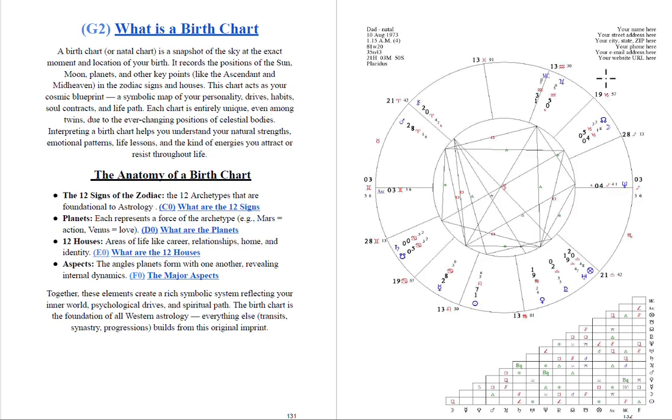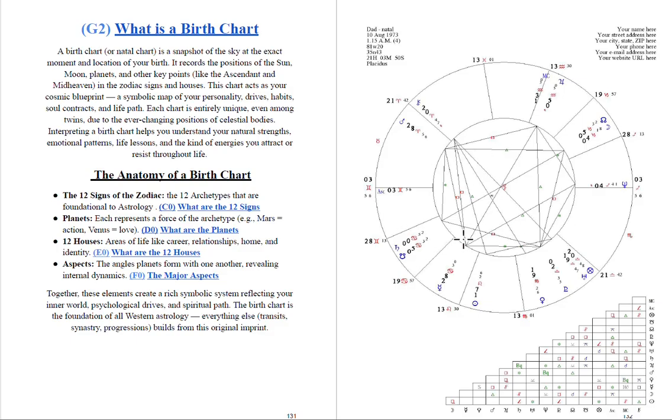The degrees that all those go off have different effects, which sets that little slight difference between both of you, or anyone for that matter. And finally, there's the aspects, the angles planets form with one another, revealing internal dynamics. And these are the aspects.